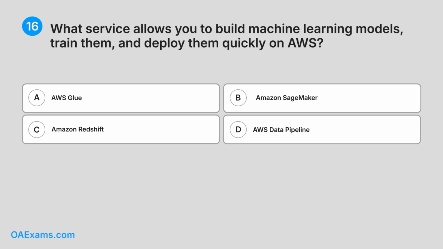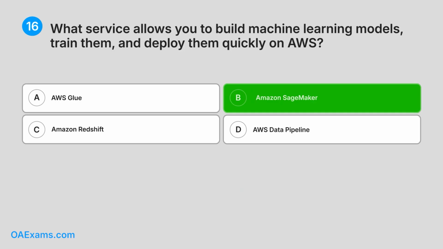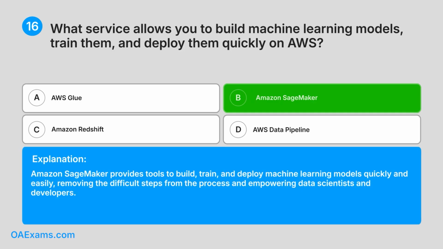Correct answer: B. Explanation: Amazon SageMaker provides tools to build, train, and deploy machine learning models quickly and easily, removing the difficult steps from the process and empowering data scientists and developers.